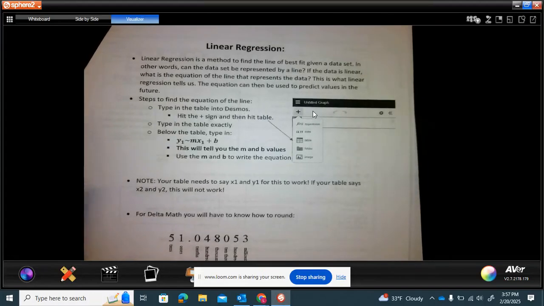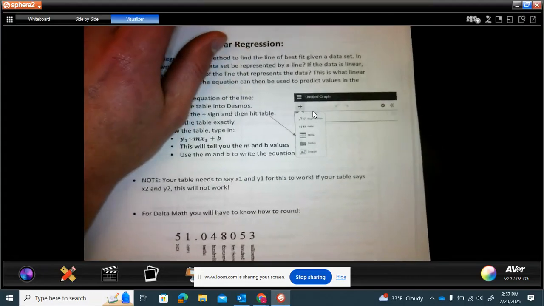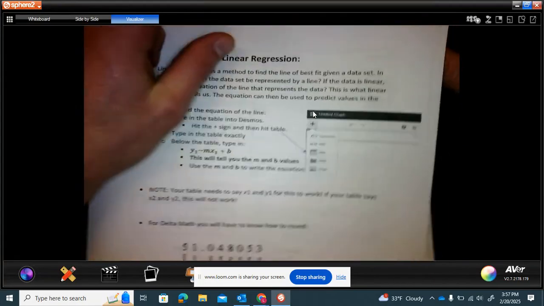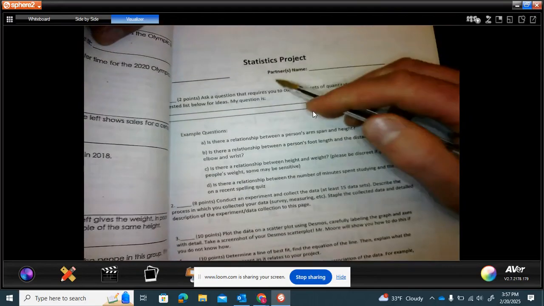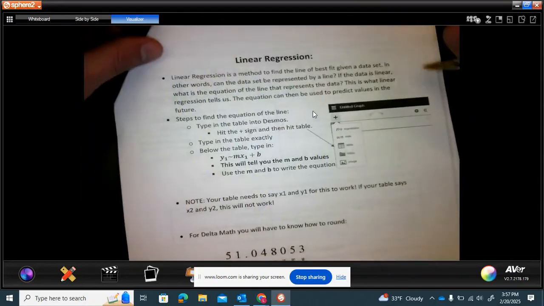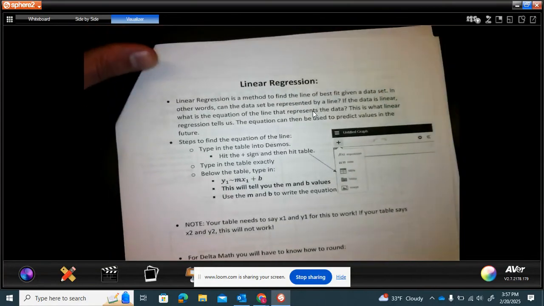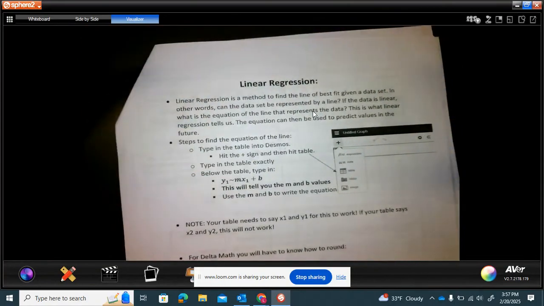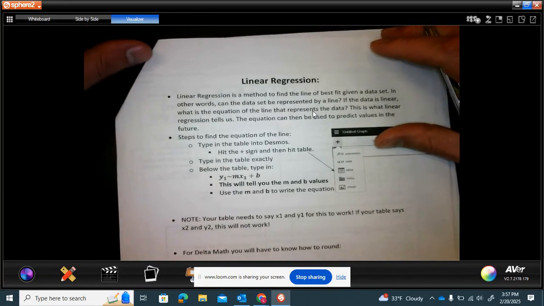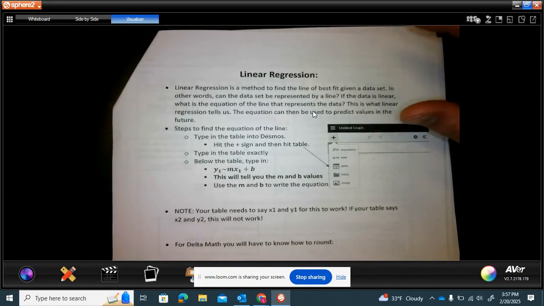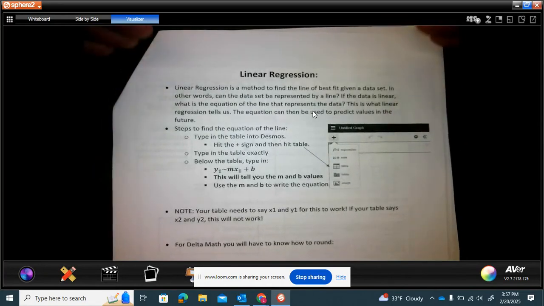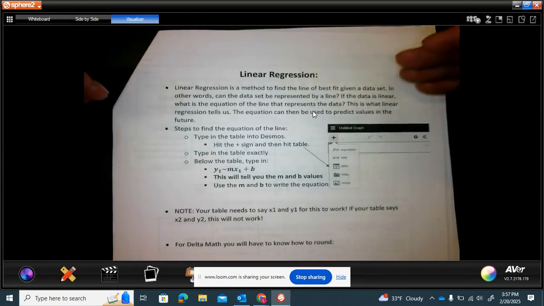All right, so this is day 3, and I believe this is really the last day of notes before we start the statistics project. Before I explain that, this is called linear regression. This is by far the most important thing from the unit. It's what they ask the most questions about on the state EOC. And so here are all the directions.